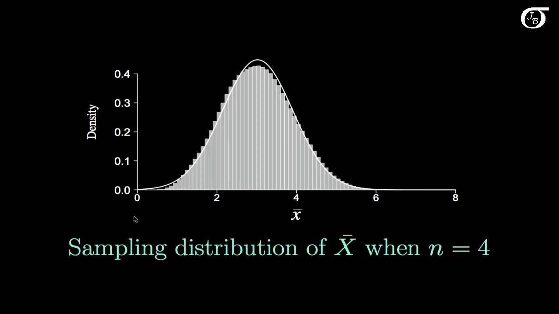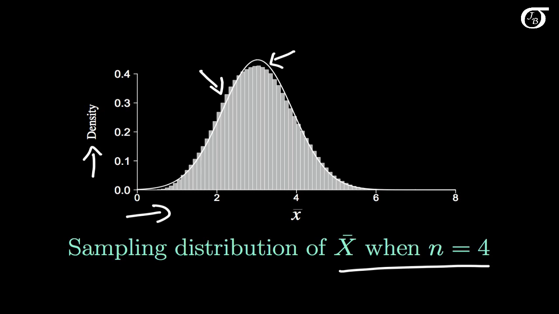Note that in this series of plots, I'm keeping the scaling on the x-axis the same and letting the y-axis scaling change from plot to plot. Here I've done this 1,000,000 times, sampled from the original distribution 1,000,000 times for a sample size of 4, and plotted out the 1,000,000 resulting sample means in the histogram. So the gray histogram is approximately the sampling distribution of x bar when n is equal to 4. And I've superimposed the normal curve with the appropriate mean and variance. And we can see here that the sampling distribution of x bar is actually quite close to normal.